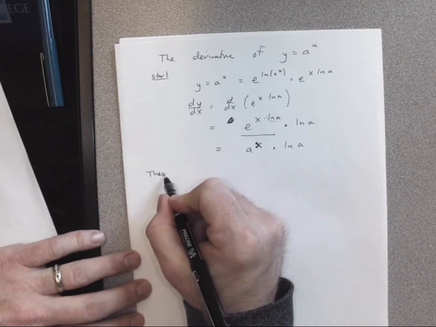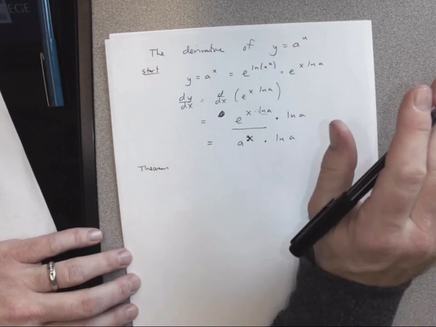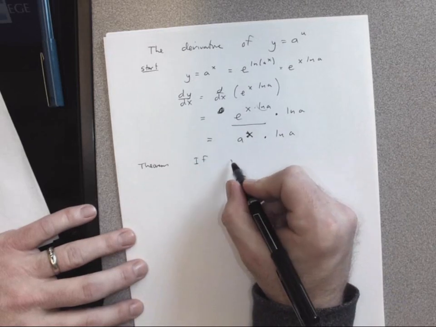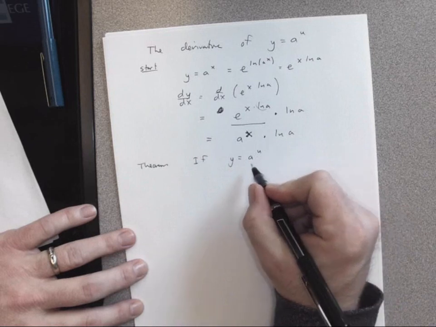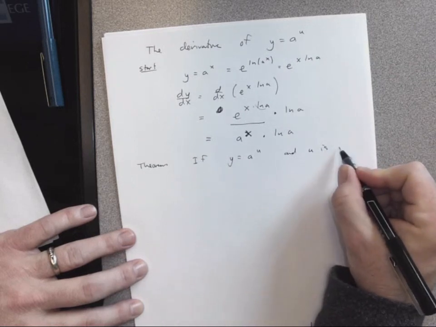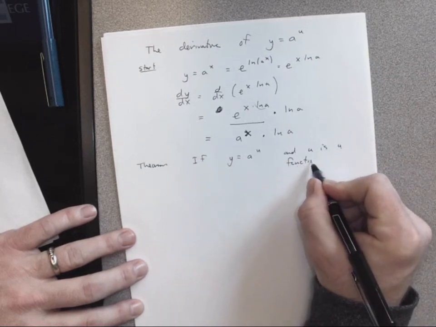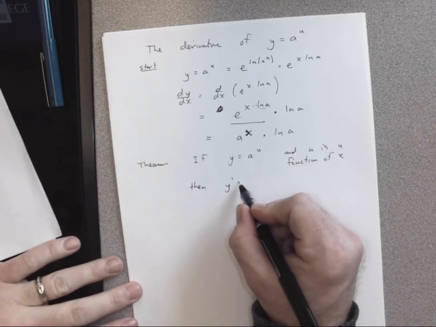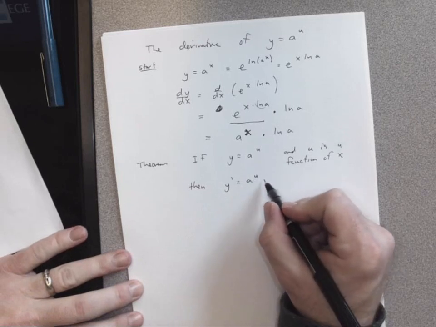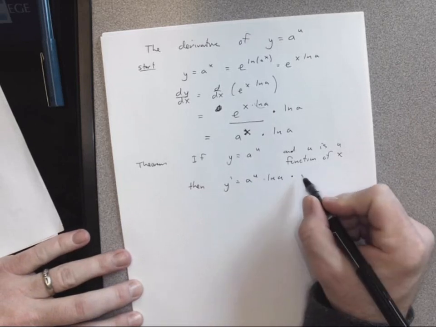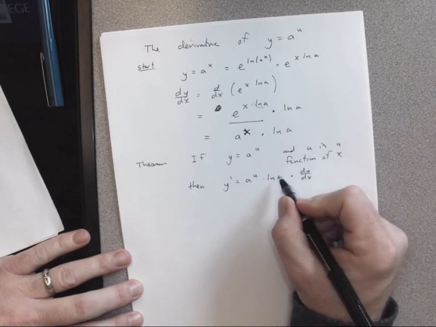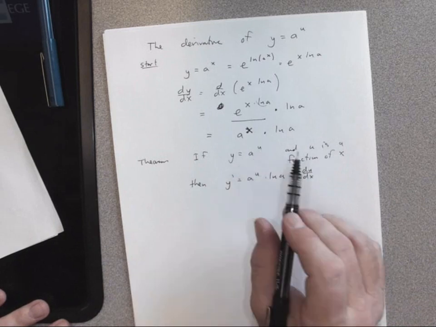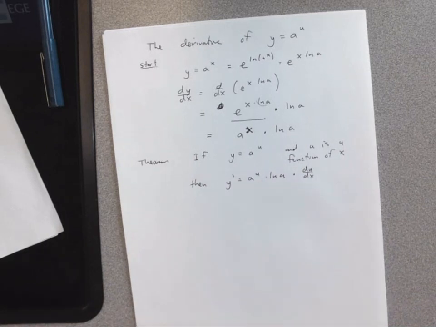So our theorem is: if y is equal to a to the u and u is a function of x, then y prime is going to be equal to a to the u times the natural log of a multiplied by the derivative of u. So this du dx is just the chain rule, because this could be like a to the sine of, well, like 3 to the sine of x.